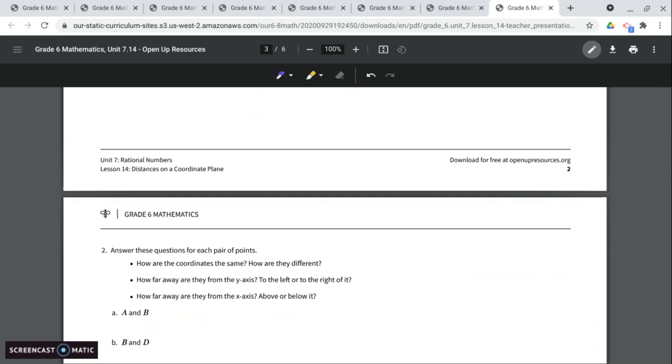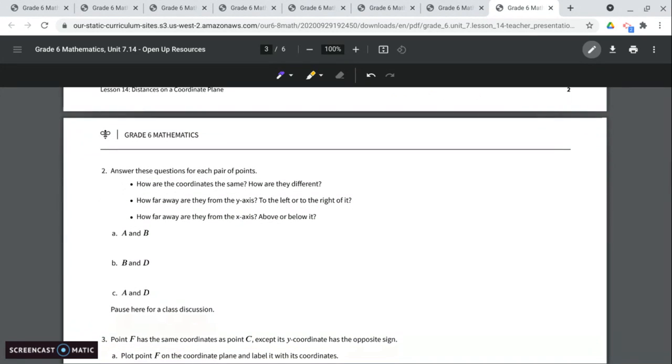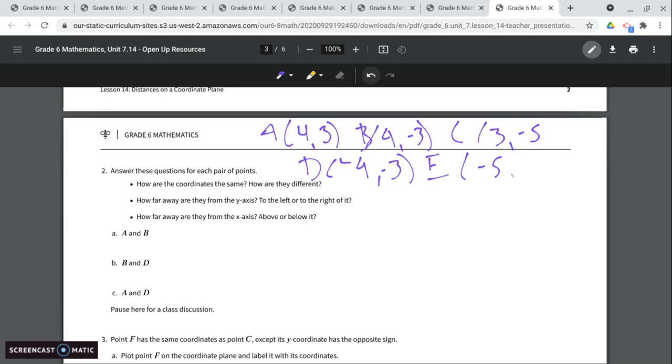So part 2, answer these questions for each pair of points. How are the coordinates the same? How are they different? How far away are they from the Y-axis, to the left or to the right of it? How far are they from the X-axis, above or below it? So A and B. So remember, A was 4, 3, B was 4, negative 3, C was 3, negative 5, D was negative 4, negative 3, and E was negative 5, 3. Just that way we don't have to go back to the grid.